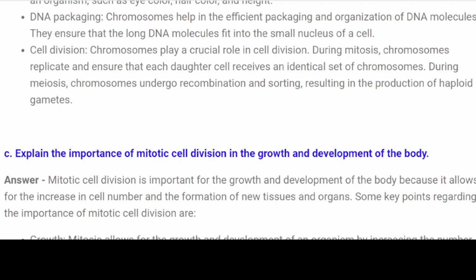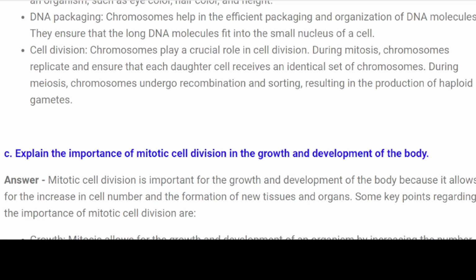Cell division. Chromosomes play a crucial role in cell division. During mitosis, chromosomes replicate and ensure that each daughter cell receives an identical set of chromosomes. During meiosis, chromosomes undergo recombination and sorting, resulting in the production of haploid gametes.